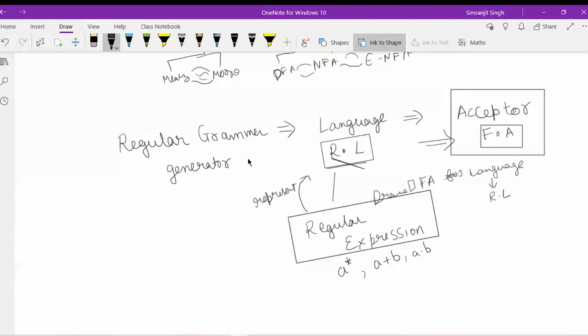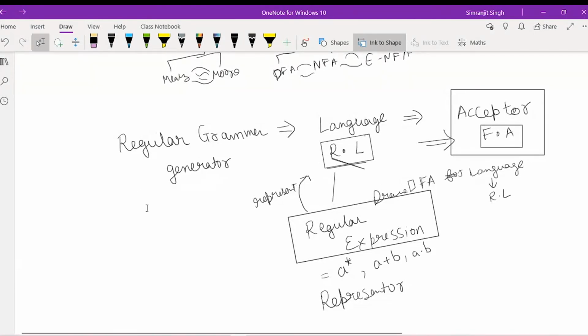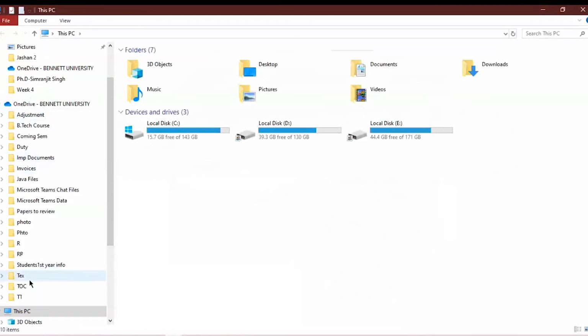Now I have to represent this language with a representer. The representer for a regular language is called a regular expression. The examples I told you are included in that. Don't worry if you do not understand anything about regular expressions. I will start from the very basics. Let me open my PPT.